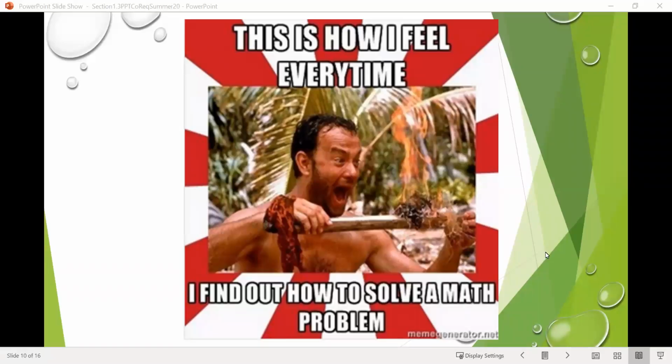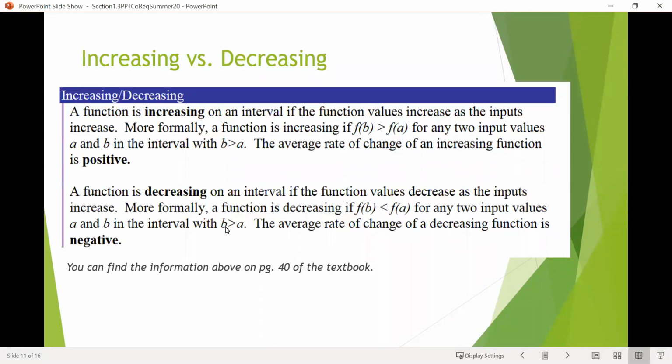All right, hello all. Welcome to the final video for section 1.3. Continuing on with our themes of rates of change, but using them to analyze some different aspects of a function. All right, so first let's talk about increasing or decreasing.